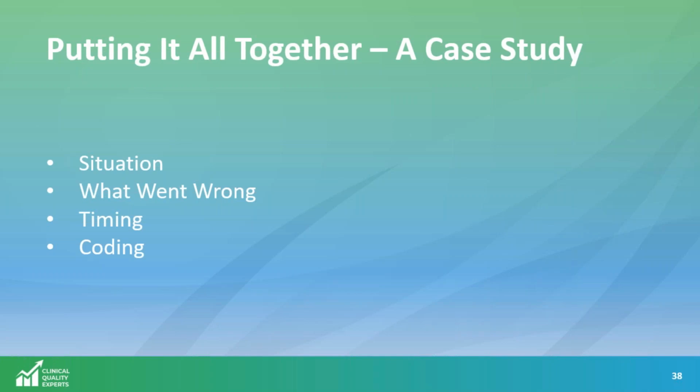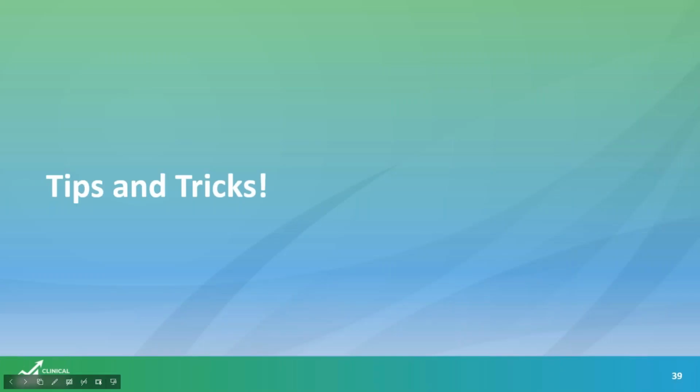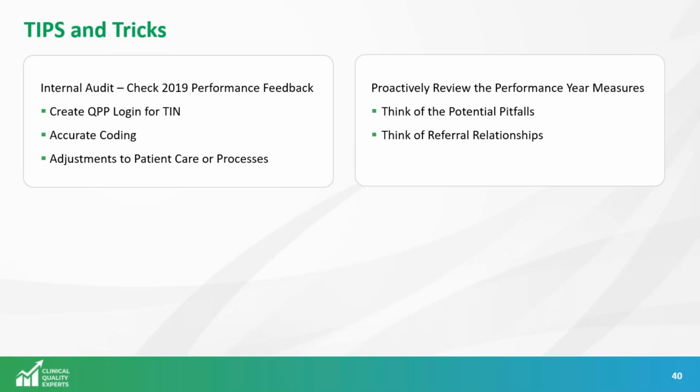All right, and we'll move on here, and we're going to go into some tips and tricks. One of the tips is to do what's called an internal audit. Right at the moment, what's available to you on your quality payment program login is your 2019 performance feedback.